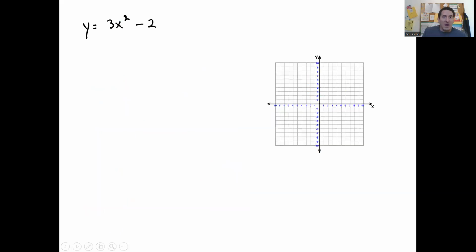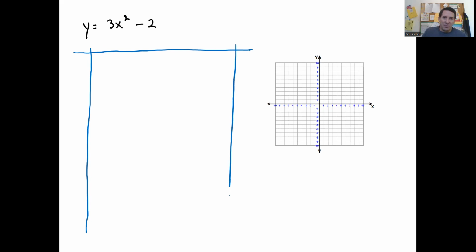Let's look at a little bit more complicated function here. So not too bad. Still, I like to do my 3-column table and make it nice and big so I have room to do my work. So x values here, y values are going up here, and I'm going to use the middle column to show my work. I'm going to use the same values.